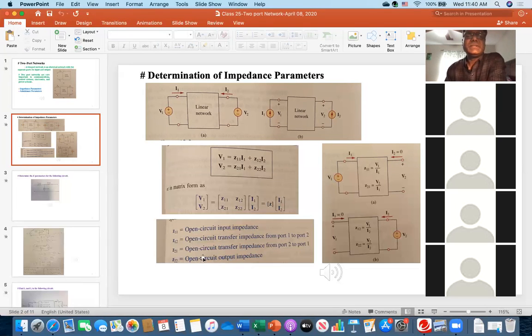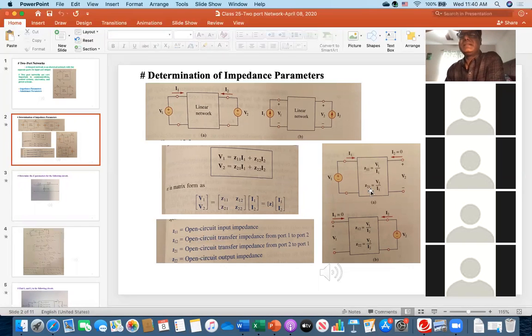Now the question is why it is telling open circuit. You see here it looks like in the top figure A both sides are closed, but here we are using the terminology open circuit. Now you see what we want to do. So our main goal is to find out those four impedance parameters, which are Z11, Z12, Z21, and Z22.